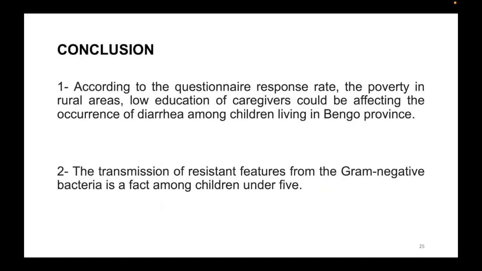So in conclusion, our population is located in a rural area, most of the people in the study. So the education is very low, and we believe that it affects the occurrence of diarrhea among children. The transmission of resistant features from gram-negative bacteria affects children under five.